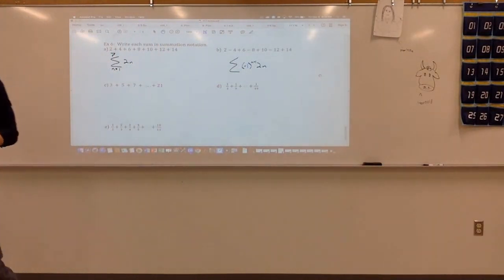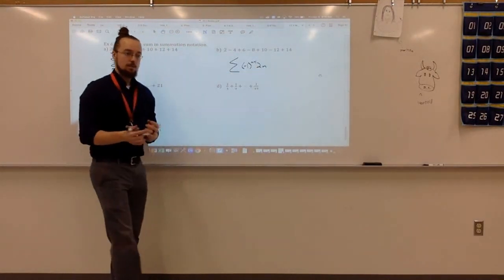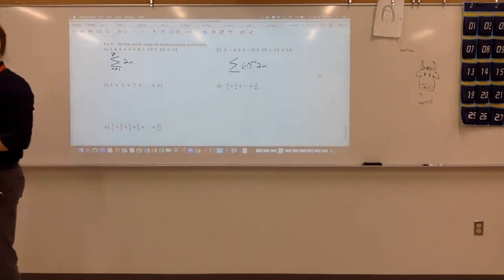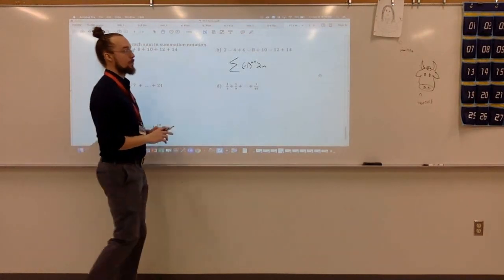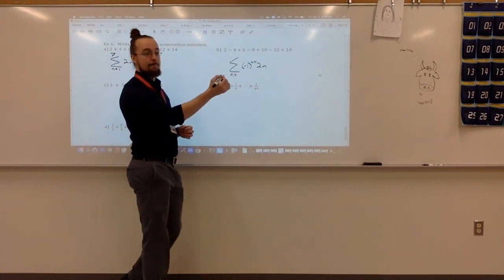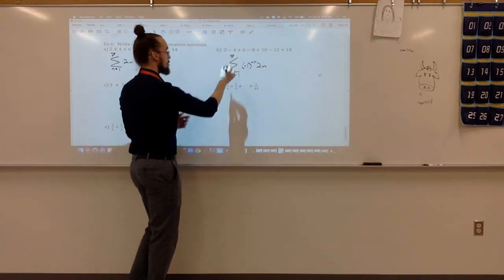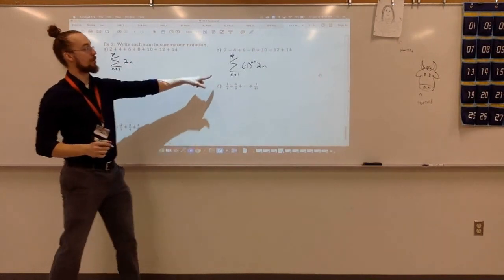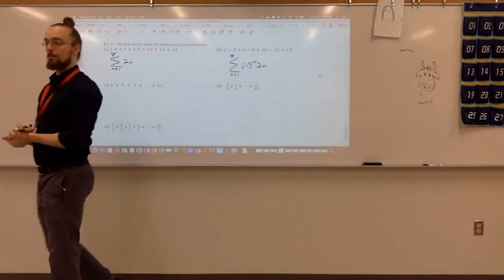So when we have alternating signs, we're going to have negative 1 to some power. If it doesn't work for negative 1 to the n, if the signs are all flipped, just add 1 to the exponent. Okay? So then, what's that? Our bounds would be the same as the first one, right? Plugging in 1 and plugging in 7 to get the last term.